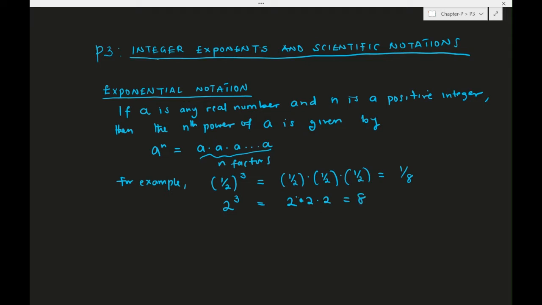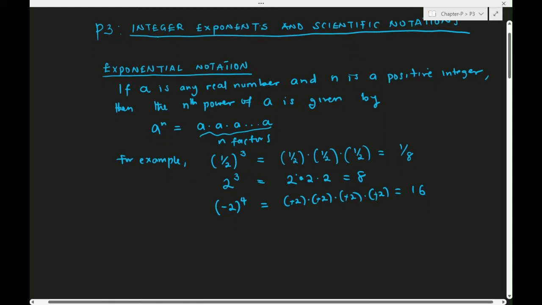All right. So here, just to note that if we have something like, let's say, minus 2 to power 4, this is saying minus 2 multiplied by minus 2 multiplied by minus 2 multiplied by minus 2, which will give us 16, because minus, minus will cancel minus, minus will also cancel minus. So we have a positive number.